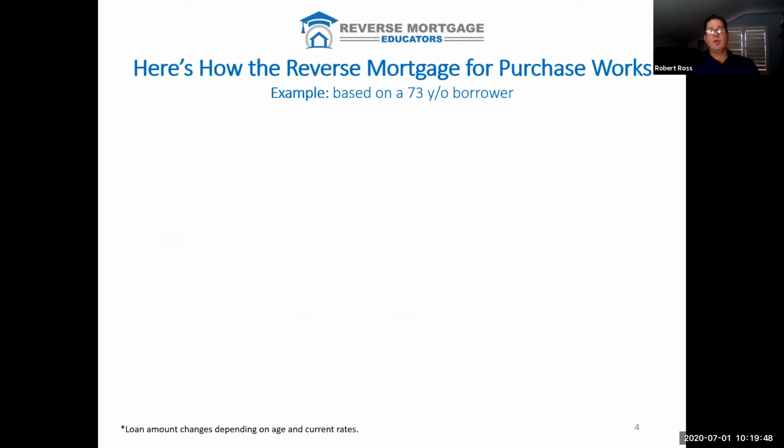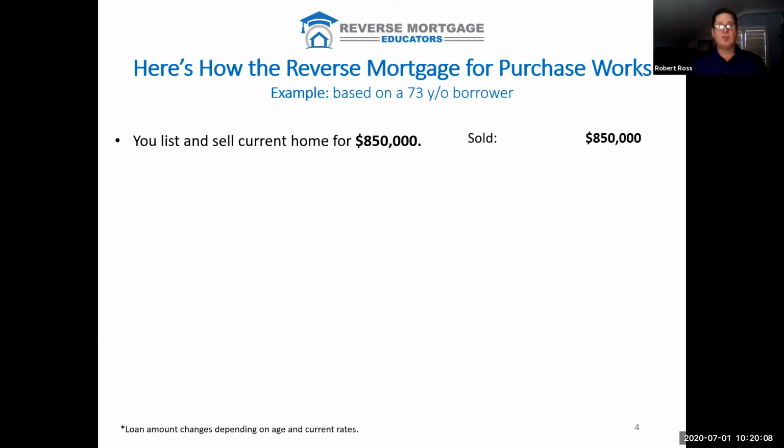Here we go. Let's talk about our first example, okay? This is probably your most typical downsizing reverse mortgage for purchase example. Let's say you found a customer and you listed their house for $850,000, and the person that's listing this house is probably listing for a couple of reasons. One, the house is too big. Maybe it's two-story. Maybe it's just too much to maintain for them anymore.